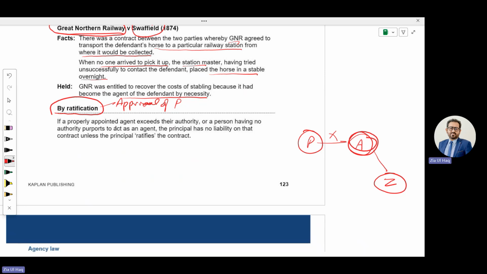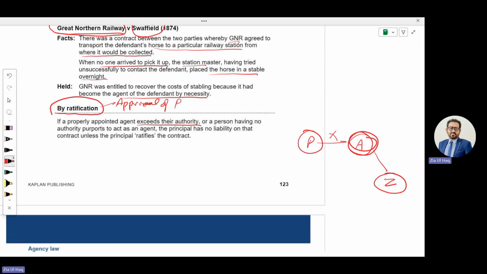If a properly appointed agent exceeds their authority, or P appointed A as his agent and defined some authority, up to this amount you can perform transactions on behalf of me, but the agent exceeded his authority. If he has exceeded his authority, this means he is not working as agent. If P is aware that he performed some transaction by exceeding his authority, either P can deny or he can approve, meaning ratify.